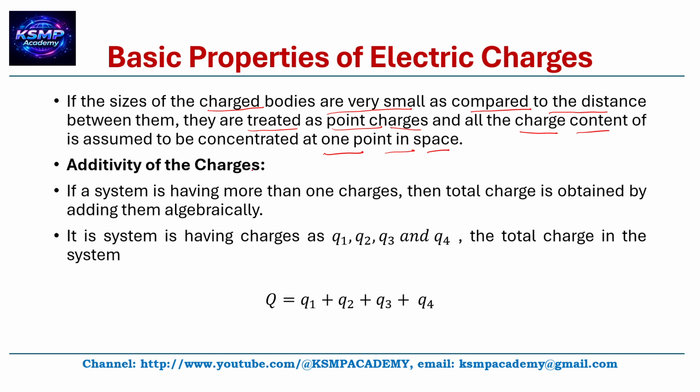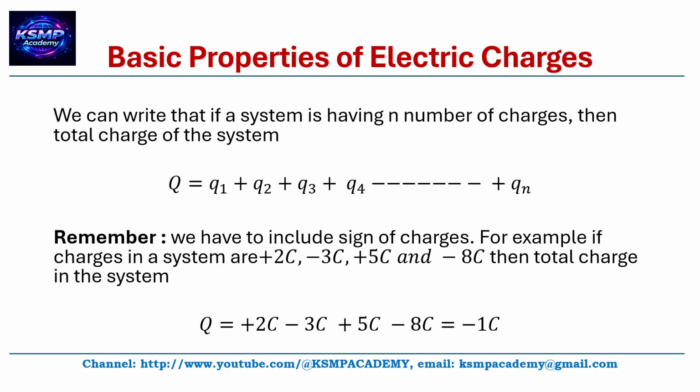So one property of the charges is additivity. If a system has more than one charge, then the total charge is obtained by adding them algebraically. For example, if we have a system of charges Q1, Q2, Q3 and Q4, then the total charge in the system will be the algebraic sum of all the four, that is Q1, Q2, Q3 and Q4. So we have to add algebraically.